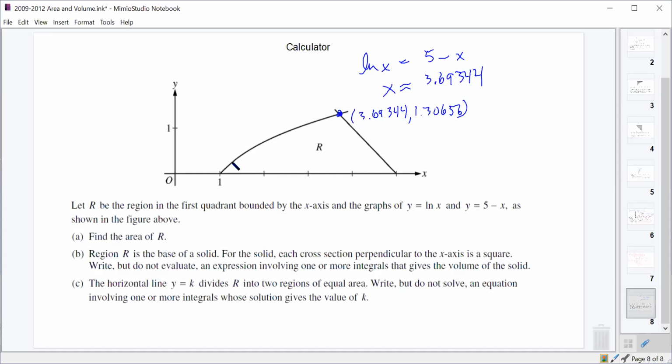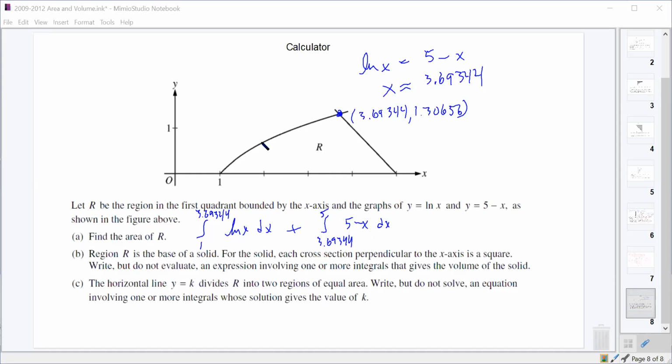And so to find the area of R, we could either do it in terms of y, and the linear minus the natural log function, or we could do it in terms of x, going from 1 to 3.6, and then from 3.6 to 5. So either one would be acceptable. I'll write out both. And in fact, I think on the scoring guidelines this time they wrote both. So you should have had an integral from 1 to 3.69344 of ln x dx, and then added to that an integral from 3.69344 to 5 of 5 minus x dx. So that was one option.